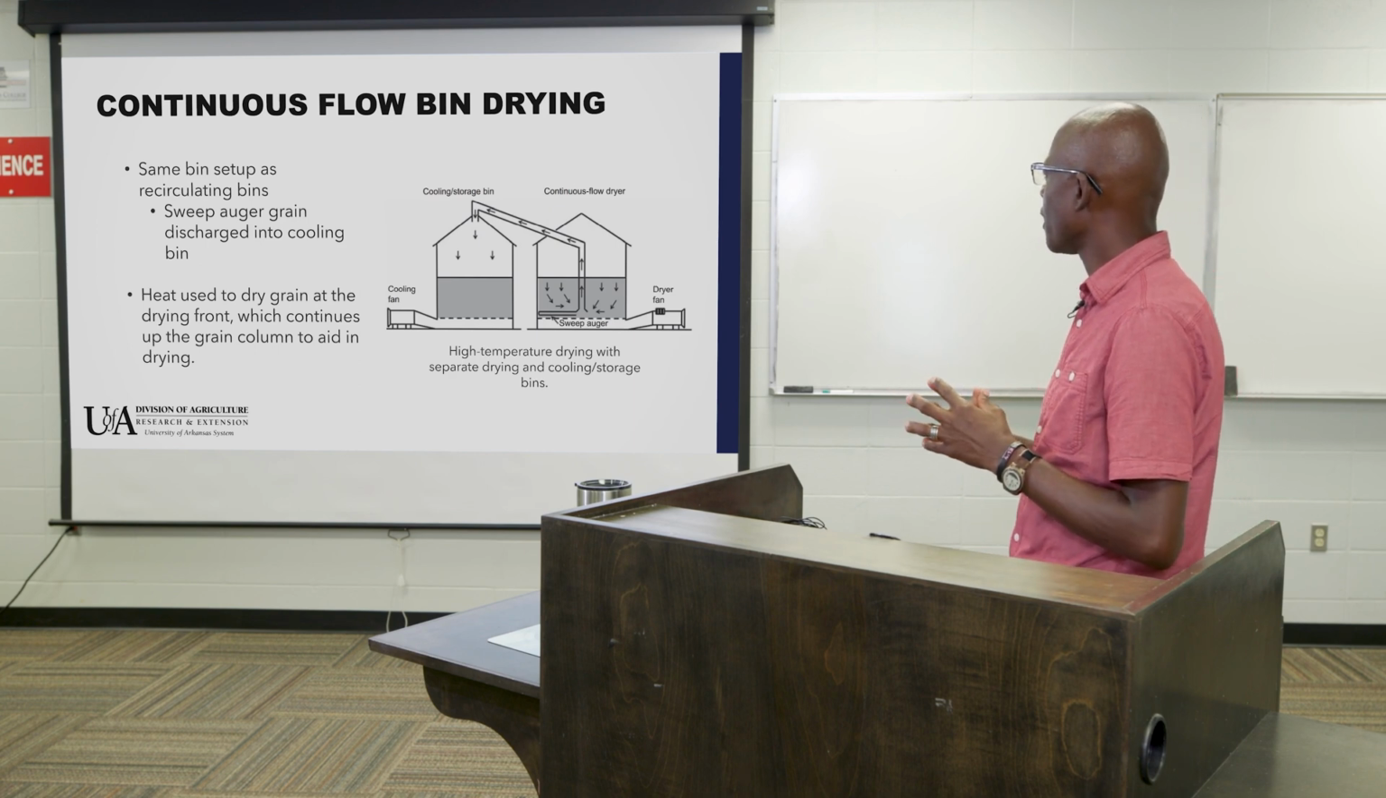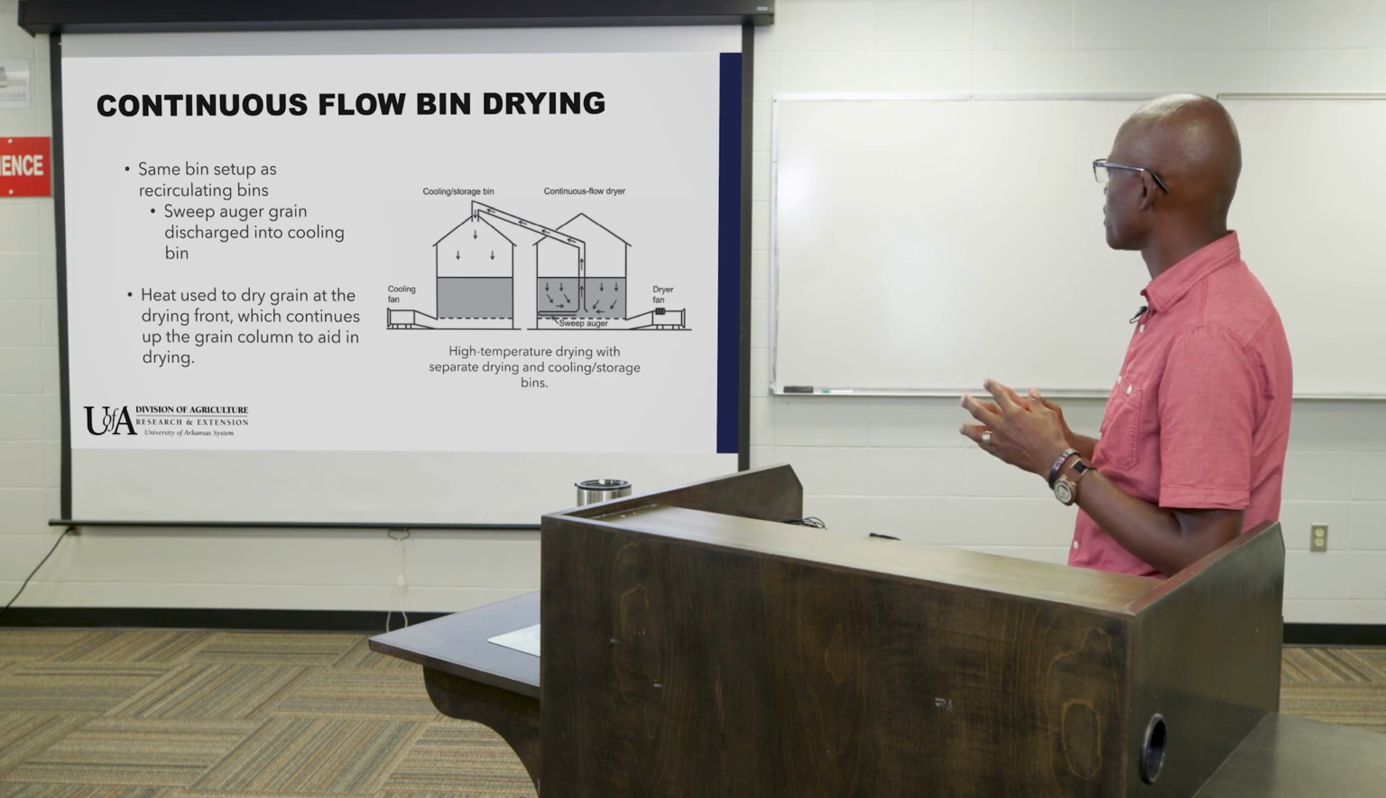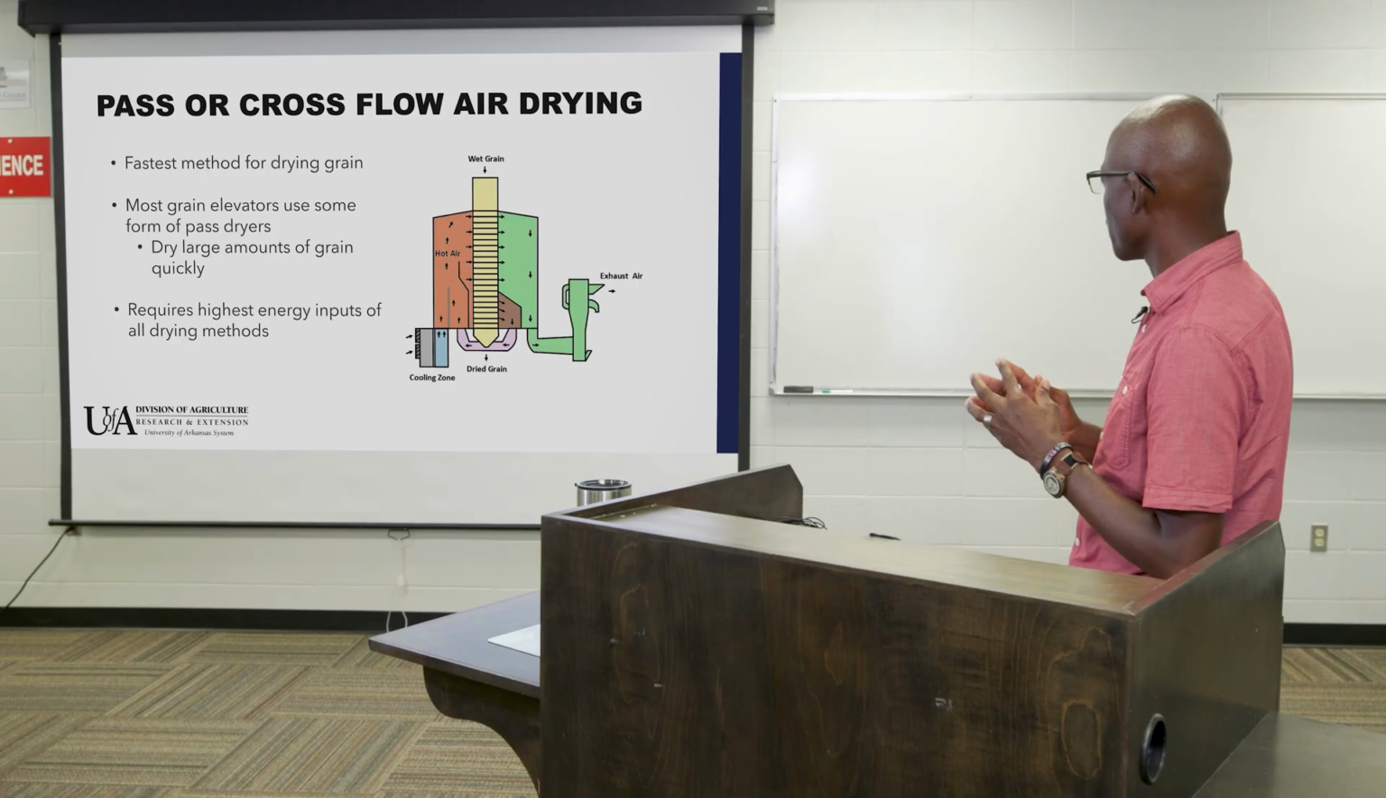Next, we have the continuous flow bin dryers. These have the same bin setup as the recirculating bins, except in these cases, the sweep auger discharges the grain into a cooling bin. Typically recommended for low moisture grain, because in the cooling bin we don't expect further drying. We basically expect aeration or cooling of the grain without significant removal of moisture. And so again, these are cases where the heat is used to dry the grain at the drying front, and then it continues up the grain column, and that aids in the drying.